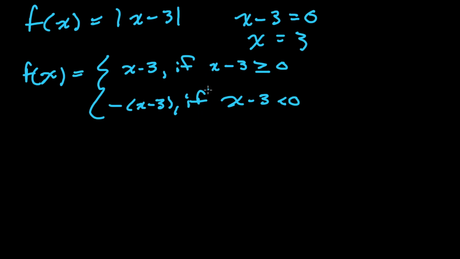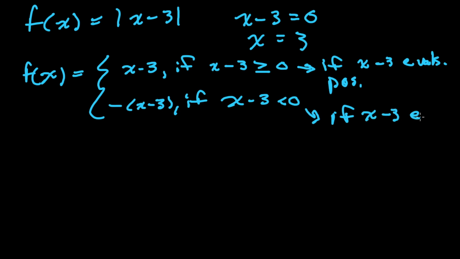And so thinking about this statement, we're saying the absolute value of x minus 3 is equal to x minus 3 if x minus 3 is greater than 0. So this is just saying if x minus 3 evaluates to positive, and this is saying if x minus 3 evaluates to a negative, then this is what we're going to have to use, these two statements right here, okay? And so that's what that is saying. Let's do another example.